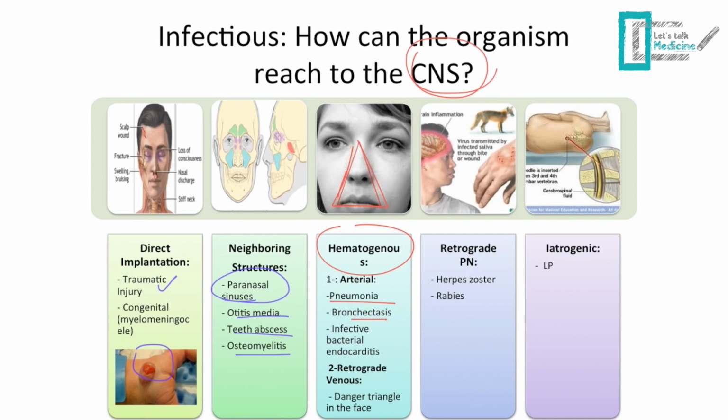Another route by which an organism can reach the CNS is retrograde from the peripheral nervous system, as in herpes simplex virus, which can cause viral meningitis, and rabies. And the final route of transmission is iatrogenic, or induced by us doctors. It can be through LP, which is lumbar puncture, or due to ventriculoperitoneal shunting, and those people usually have recurrent or chronic meningitis.